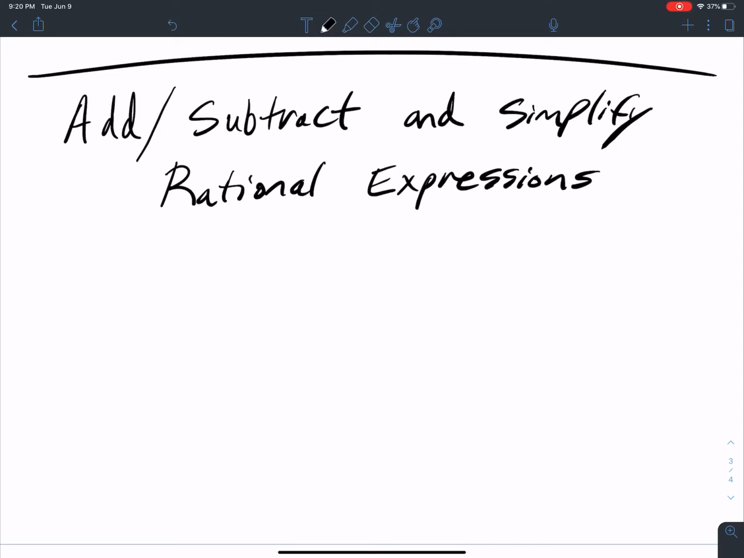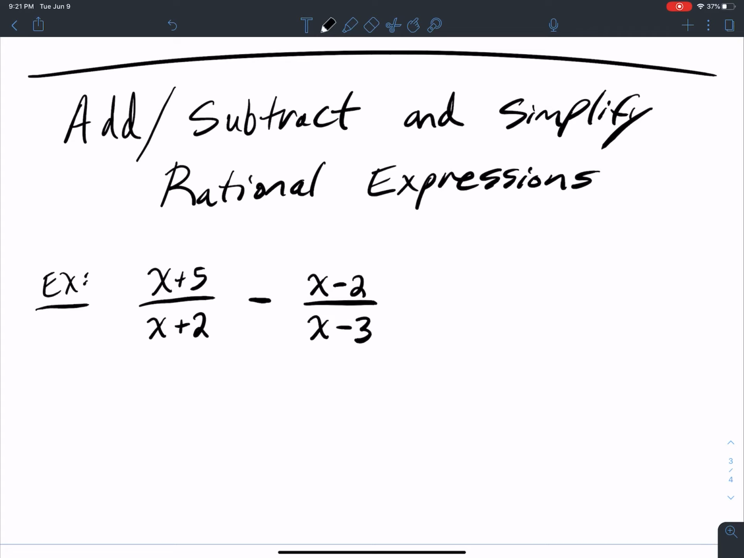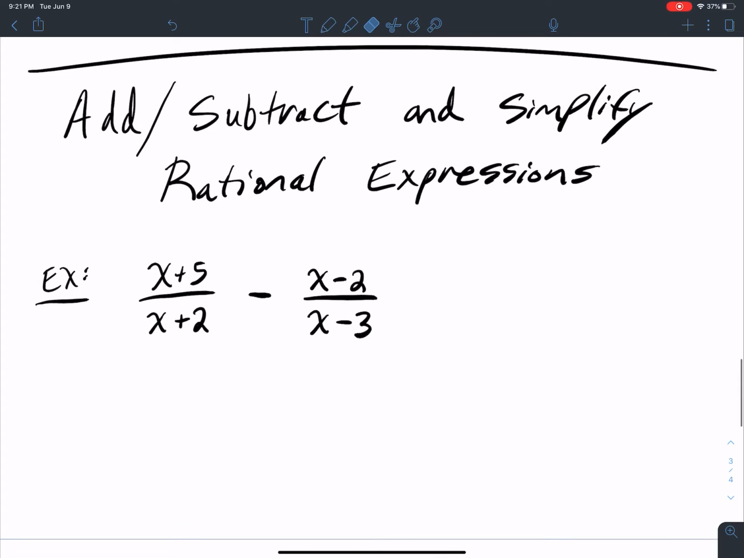So in this video, we're going to add or subtract and simplify rational expressions. So the first example is x plus 5 divided by x plus 2, minus x minus 2 over x minus 3. Don't want to switch up x's and y's, okay.